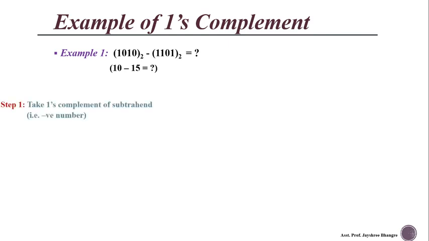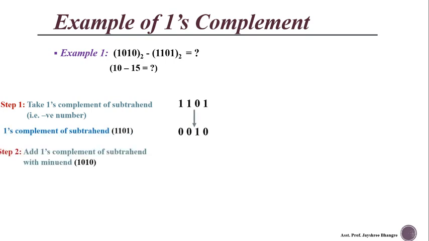So the first step is to take the one's complement of the subtrahend, that is the negative number. That is 1101. We have to take its one's complement, that is 0010. Now we have to add this complement to the minuend 1010. After adding, we get the answer, that is 1100. So see over here, no final carry is generated. That means no fifth bit is generated. So that's why no final carry is generated from this MSB.